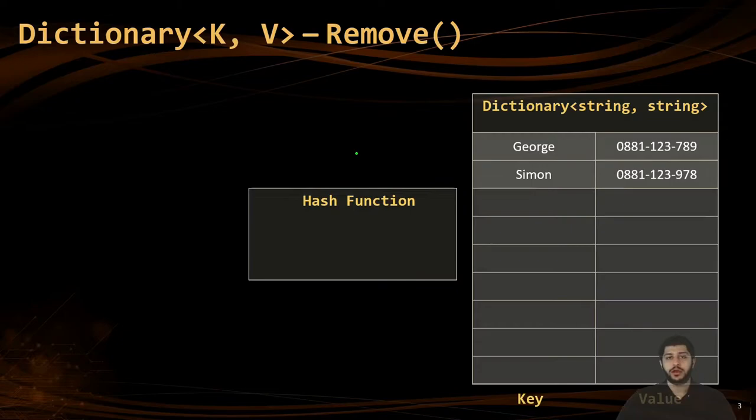So if we want to remove the entry with value 0881123978, we will have to go through the whole table in order to find it and remove it. We can do that though. Dictionary supports such a removal.